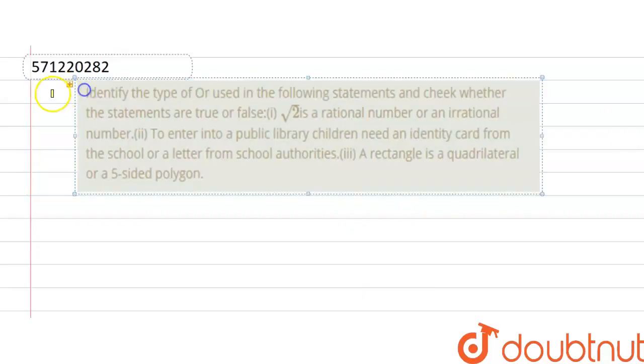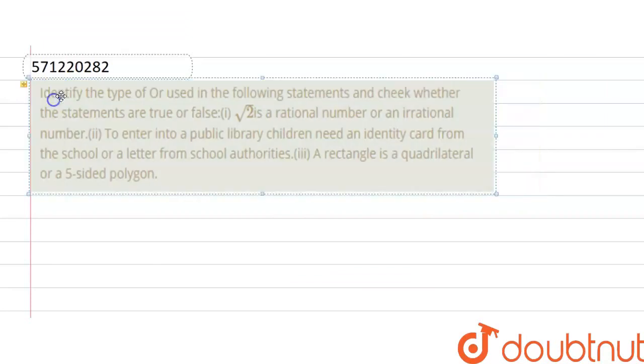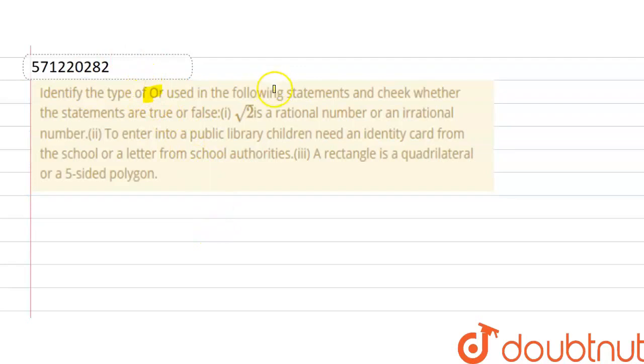Hello guys, the question is: identify the type of "or" used in the following statements. Check whether the statements are true or false. Our first part is: root 2 is a rational number or an irrational number. Second part: to enter into a library, children need an identity card from the school or a letter from the school authorities. Third: a rectangle is a quadrilateral or a five-sided polygon.